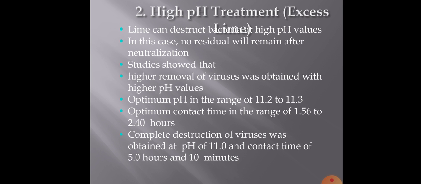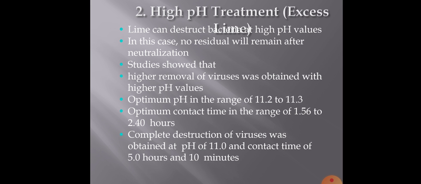Now coming to the next process, that is high pH treatment or excess lime. In this method, when the pH of water is greater than 9.5, when the pH of water increases above 9.5, the E. coli bacteria that are present in water will die. So when enough lime is added to water to bring the pH to this level, say 9.5 or above, we know that when the pH is above 7, it becomes alkaline, isn't it?